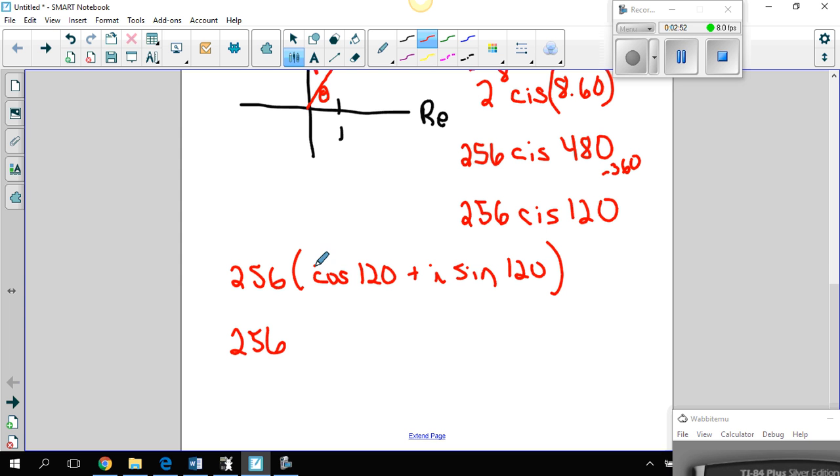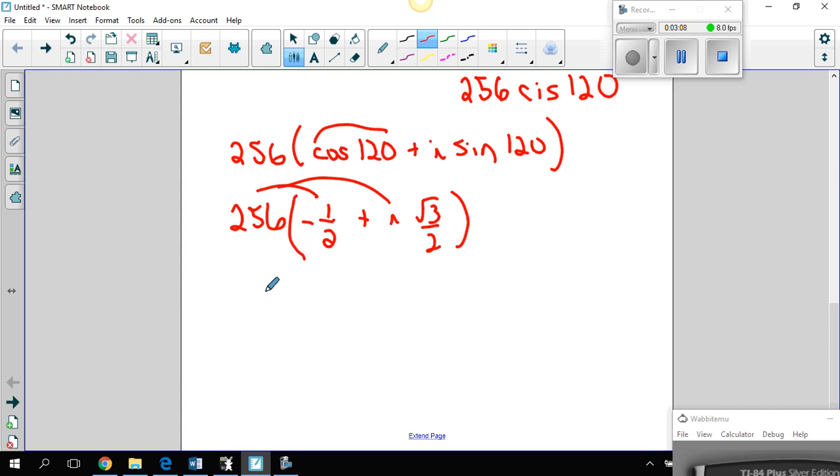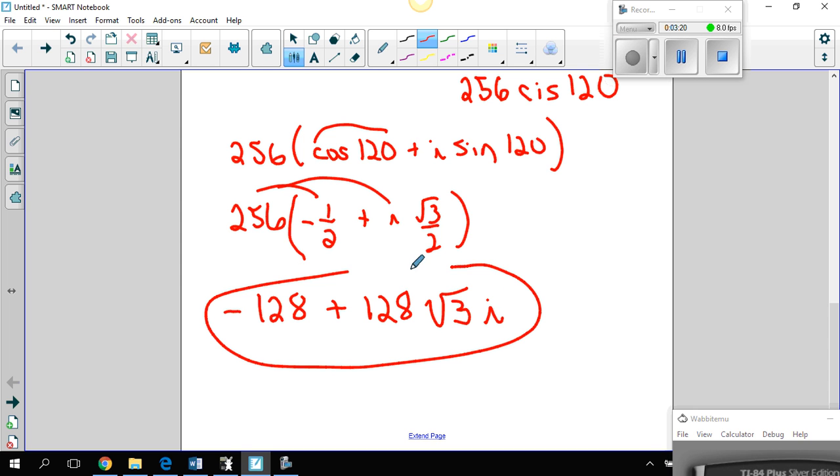Cosine of 120 is like cosine of 60, which is 1/2, but it's negative at 120. Sine is positive. Sine is like sine 60, square root of 3 over 2. So we get negative 128 plus 128 square root of 3 i. Take any complex number to a power, and you can use that.